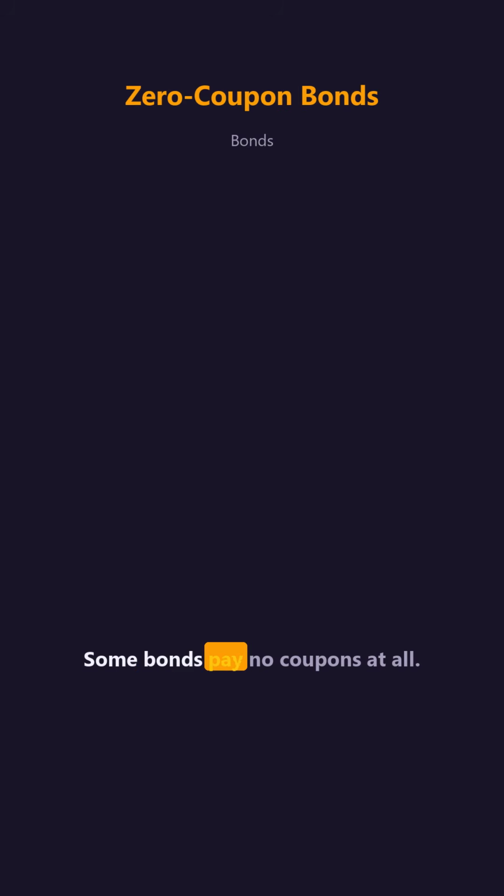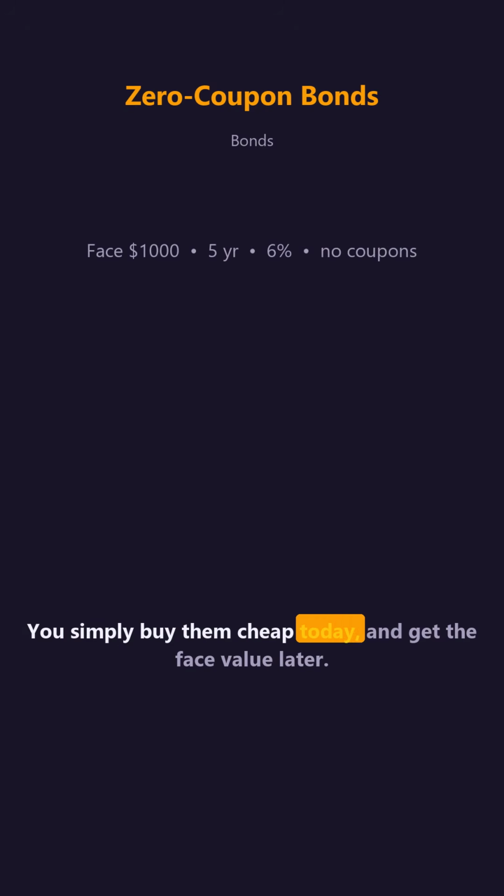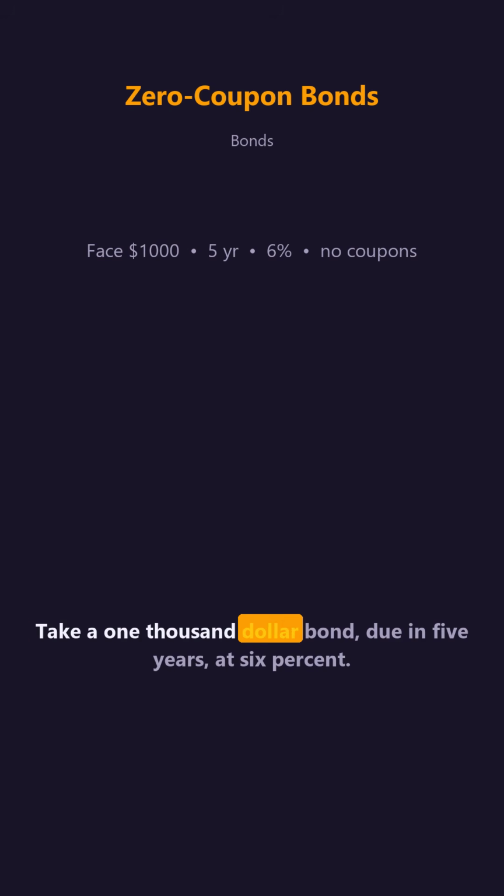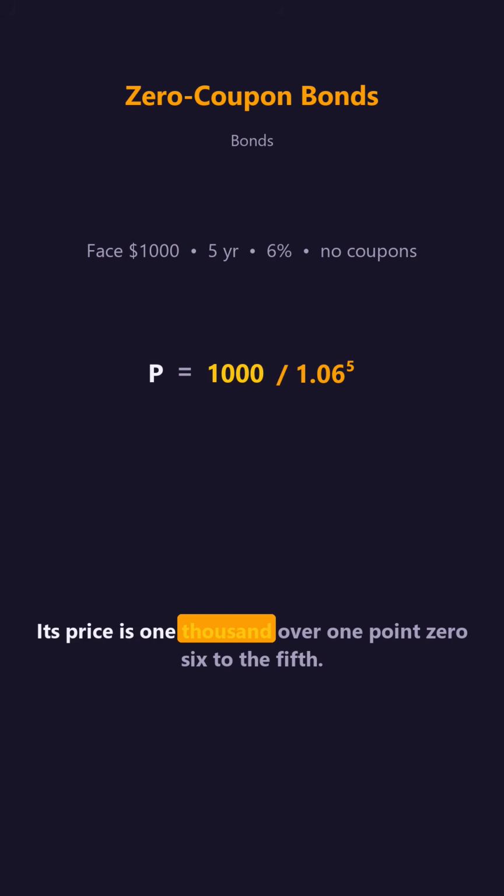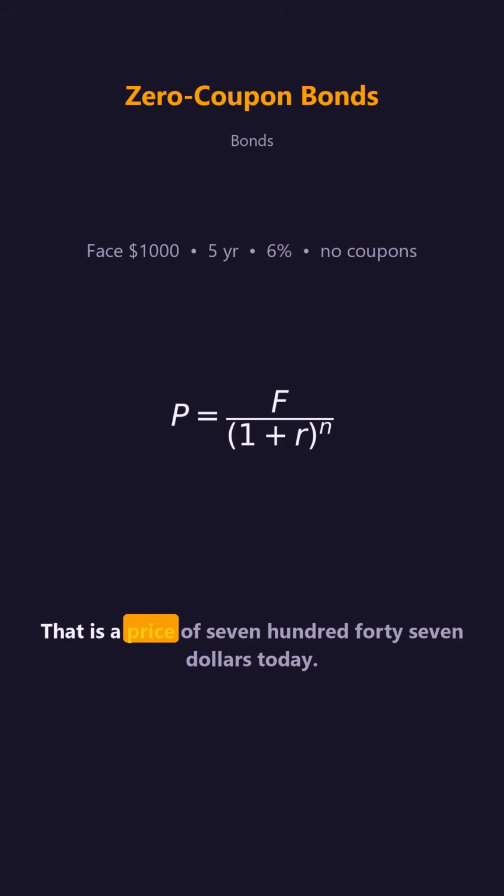Some bonds pay no coupons at all. These are called zero-coupon bonds. You simply buy them cheap today and get the face value later. Take a $1,000 bond, due in 5 years, at 6%. Its price is $1,000 over 1.06 to the fifth. That is a price of $747 today.